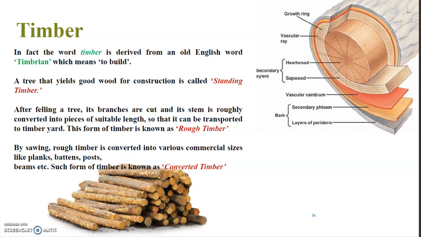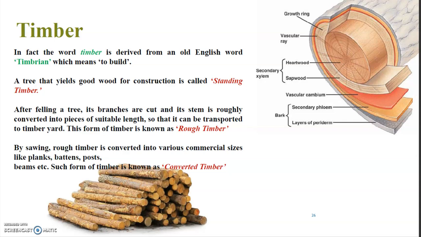Hello students, in this video we are going to see about timber as a construction material. A tree that yields good wood for construction is called standing timber. After felling a tree, its branches are cut down and its stem is roughly converted into pieces of suitable length so that it can be transported to the timber yard.